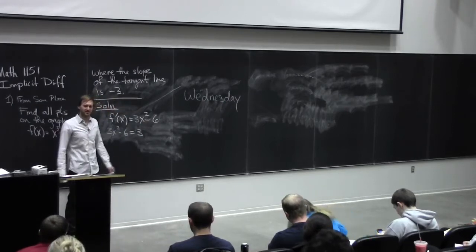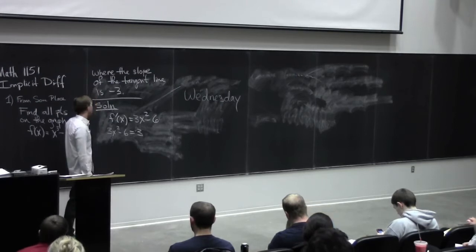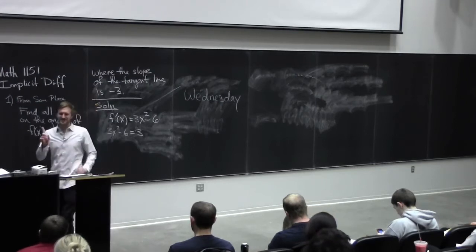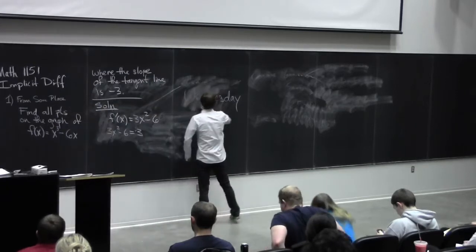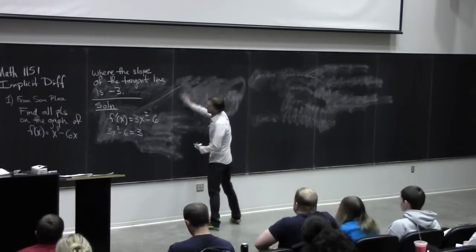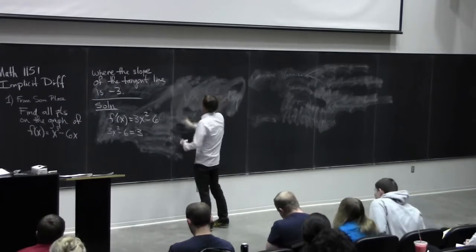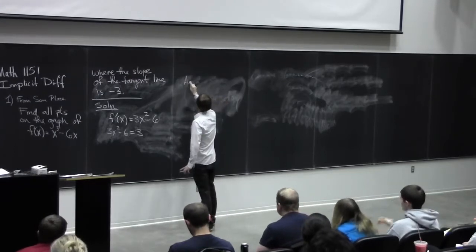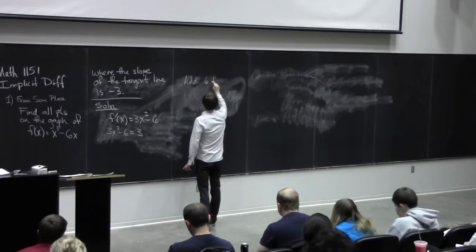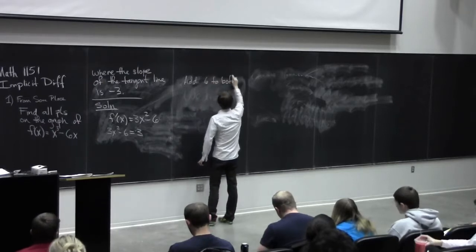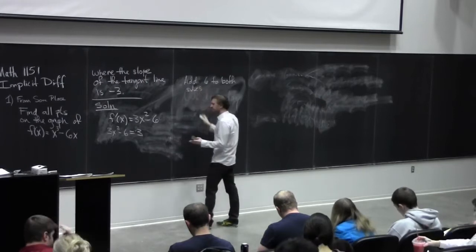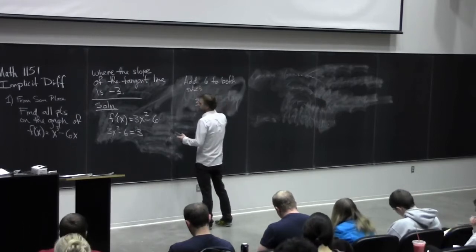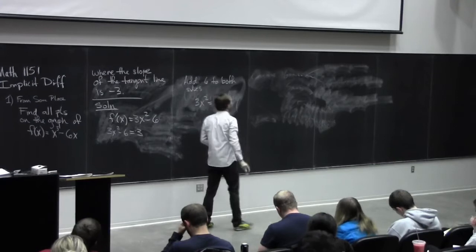Add 3 to both sides. Or, no, even easier. Add 6 to both sides. So we're going to add 6 to both sides, and we get 3x squared is equal to 3.